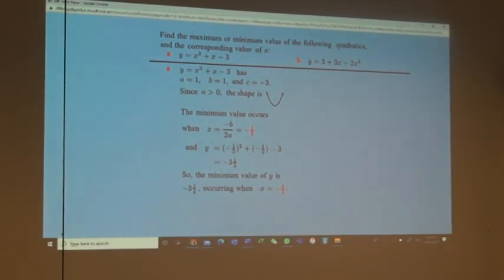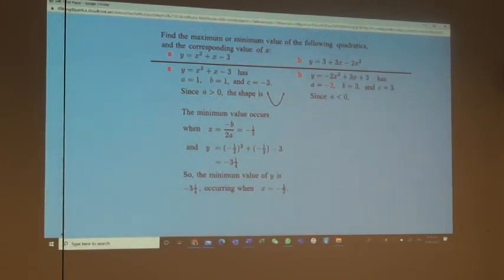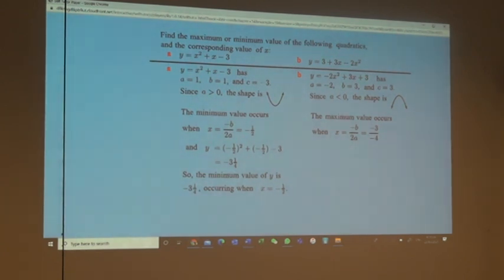For the quadratic function in part B, the coefficient a is -2, which is negative. The graph is concave down, so we are trying to find the maximum value of the function. The maximum value of the quadratic occurs at the vertex, and so we substitute the coefficients to find the x-coordinate is 3/4. We substitute this value into the function to find the y-coordinate. So the maximum value of y is 4 1/8, which occurs when x equals 3/4.